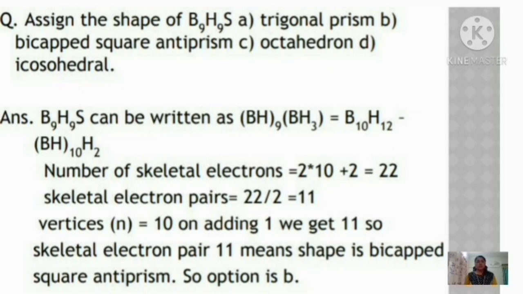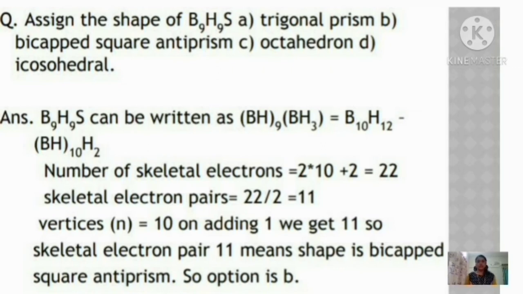So H2. Each BH unit contributes 2 electrons, so 2 into 10, plus 2 for the hydrogen atoms. So the total skeletal electron count is equal to 22. Dividing by 2 gives the skeletal electron pair, 22 by 2, which is equal to 11. Here the polyhedral skeletal electron pair count obtained is 11, and the vertices n is equal to 10.